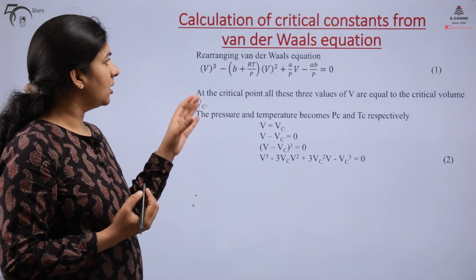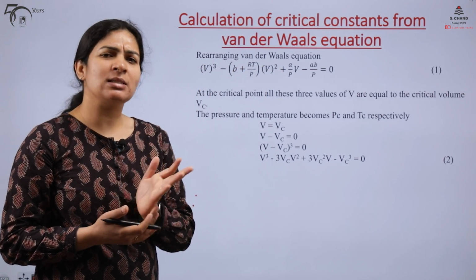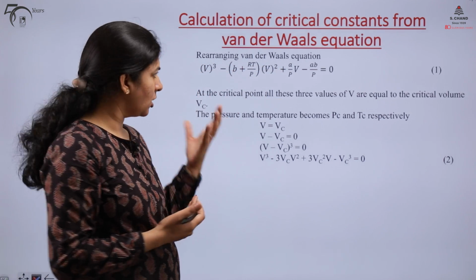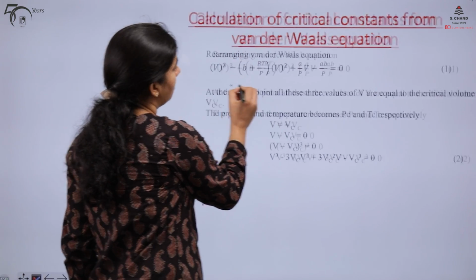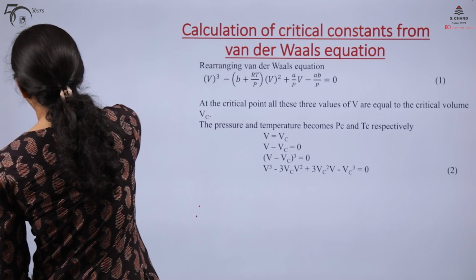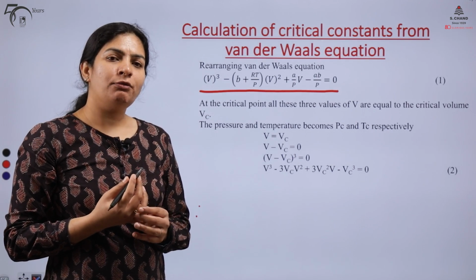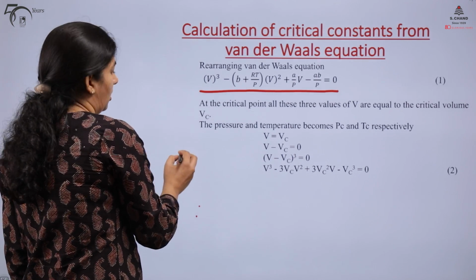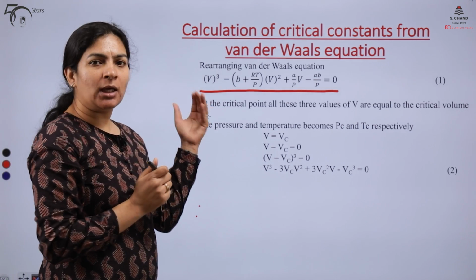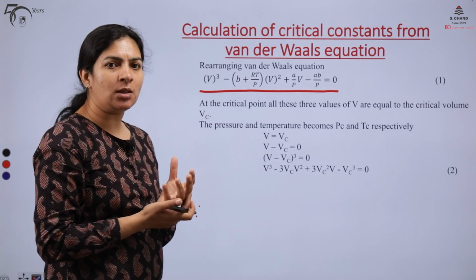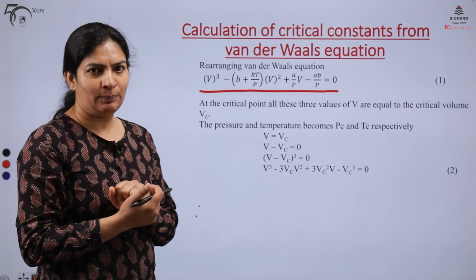The van der Waals equation can be rearranged into a cubic equation. This is a simple mathematical rearrangement. You can do it yourself. You can write the van der Waals equation, rearrange the terms, and you will get this particular expression, which is your equation number 1. Now, we can calculate the value of critical temperature, pressure and volume with the idea that, since this is a cubic equation, looking at it as a mathematical problem, we would be getting 3 roots for this.